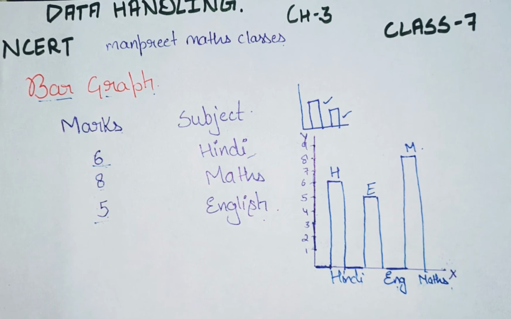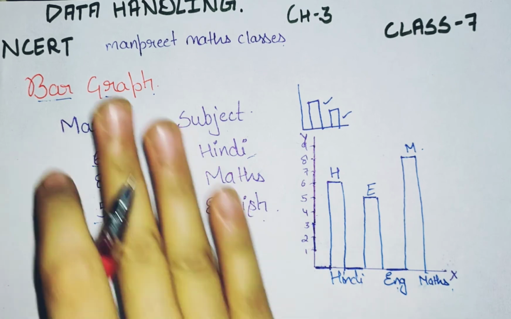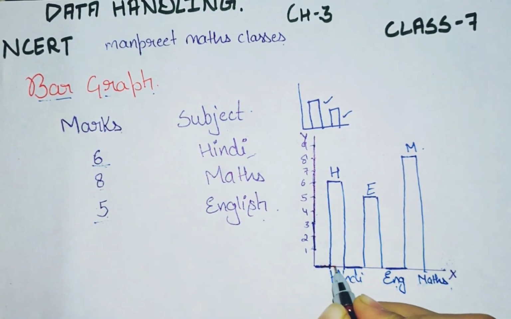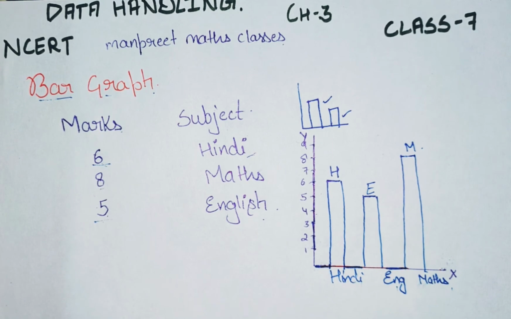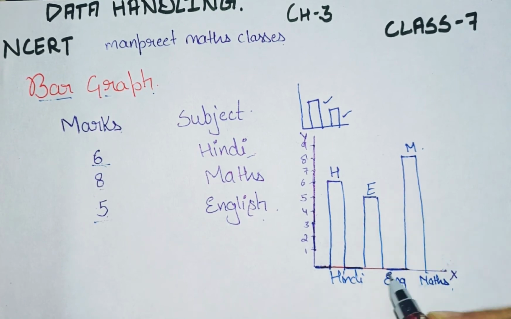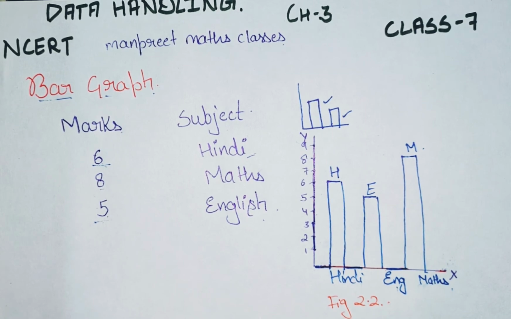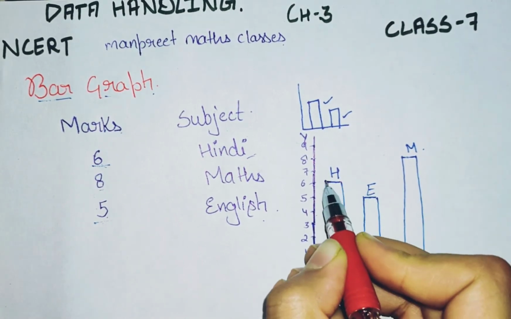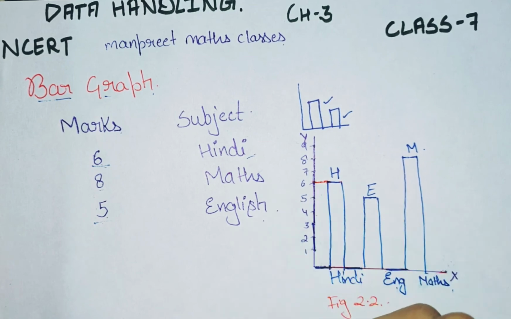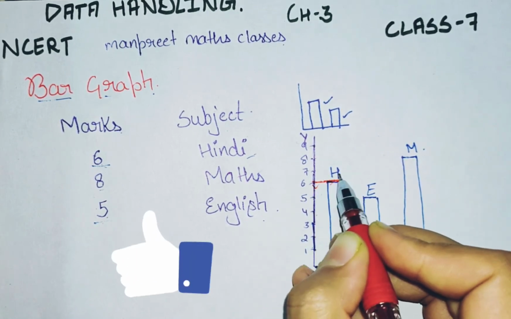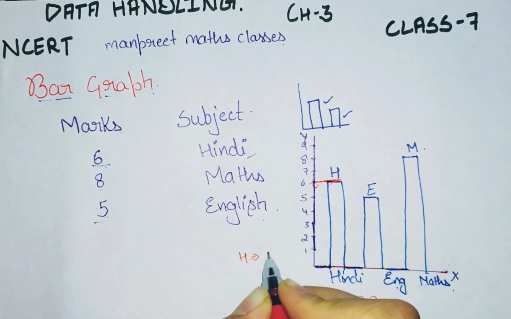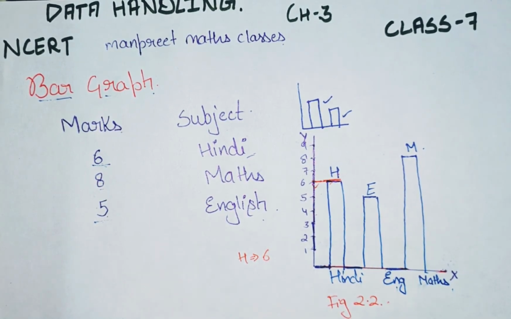Now the second thing which you need to know is how to read bar graphs if the information is given. So how do we read bar graphs? Here, suppose this information is not given. Now only this graph is given to you and you have to read it to understand the information. Suppose this is your question, figure 2.2: read this figure and tell the marks obtained in Hindi. So what we do is see the graph and compare it to the y-axis. How many marks are there in Hindi? 6. So I'll write, in Hindi the student scored 6 marks.